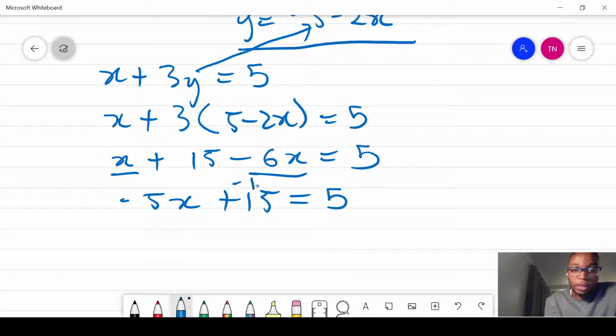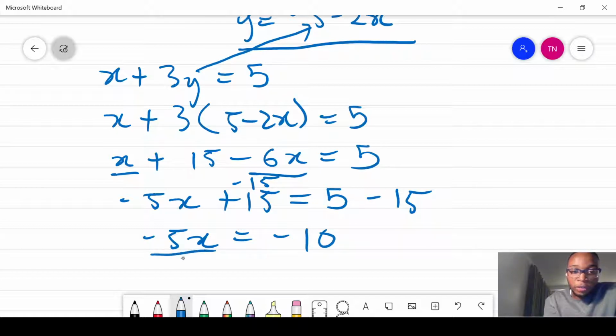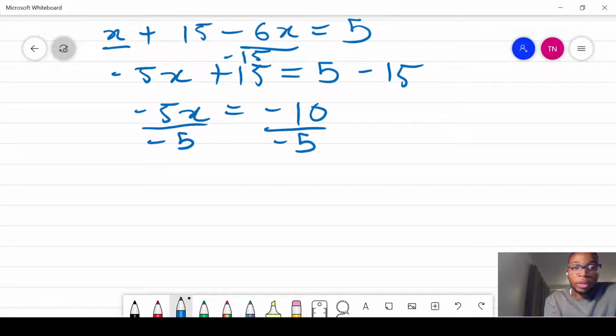Then you subtract 15 this side and subtract 15 this side. So you're going to have minus 5x is equals to minus 10. Then you divide by minus 5 both sides. And on doing that, that cancels that. Then x is going to be equals to 2.